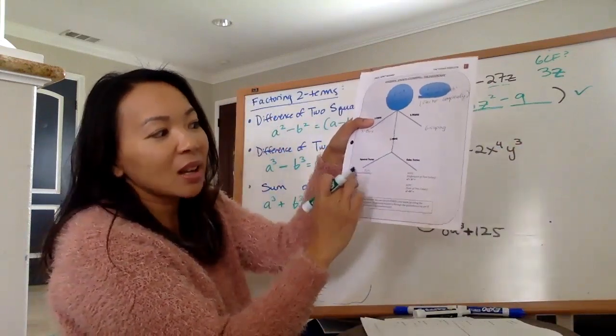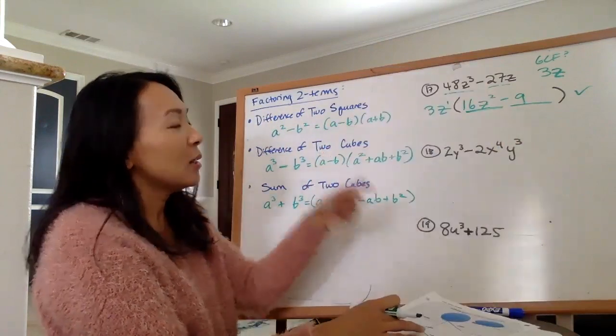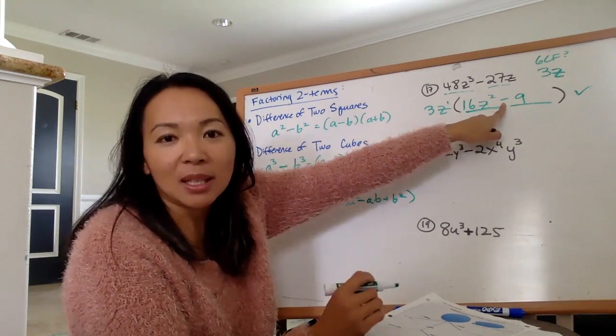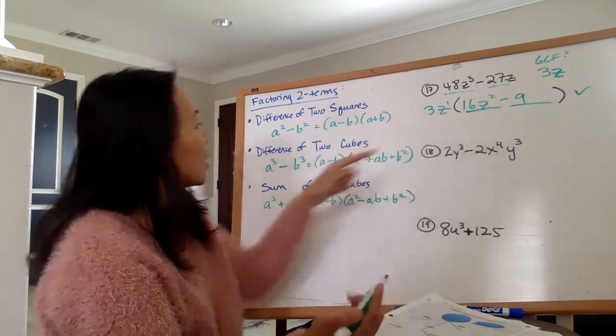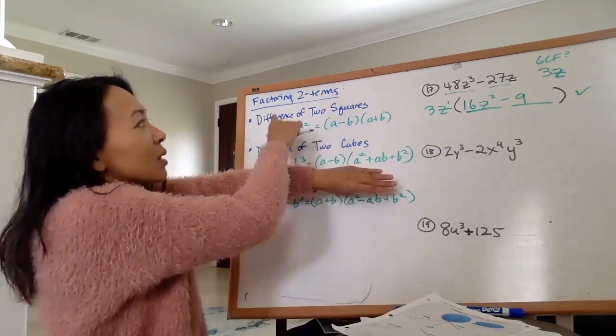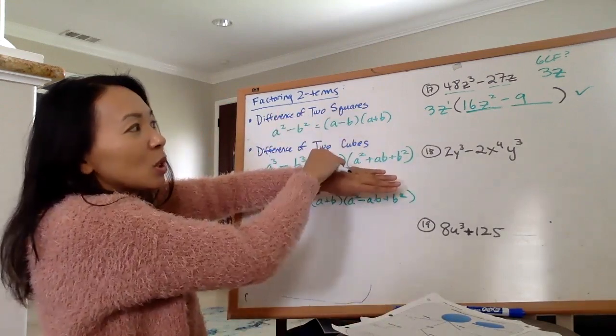It's either a DOTS, a DOTCA, or a SOTCA. Well, which one is it? Well, this is a minus. So since it's a minus, I know it's going to be a difference, right? So that takes out the sum of 2 cubes. It's not that one. So it's either the difference of 2 squares or the difference of 2 cubes.